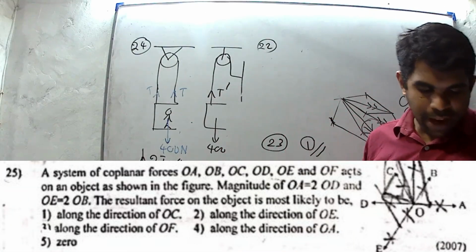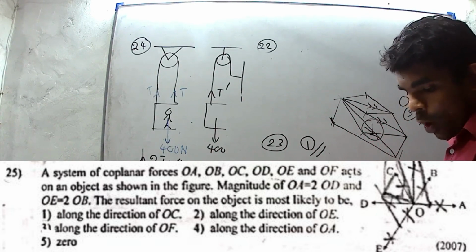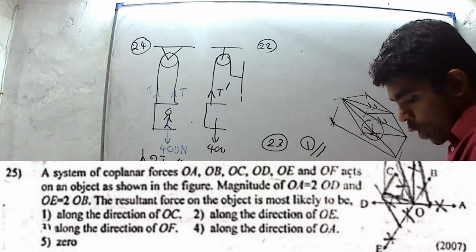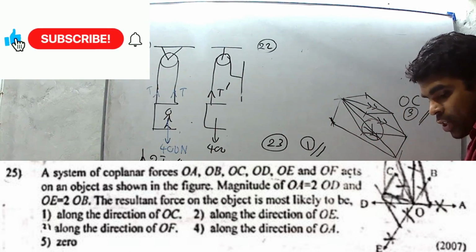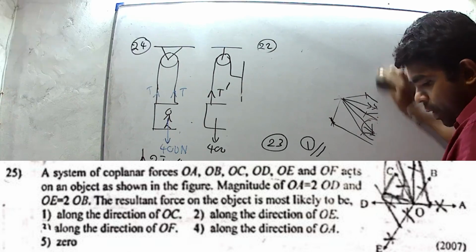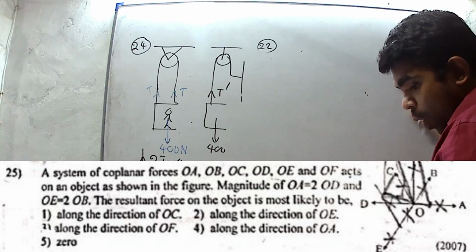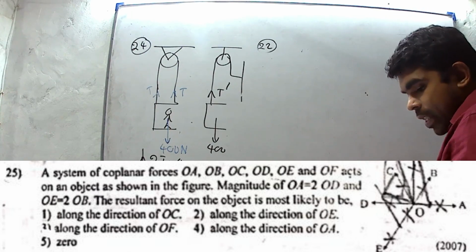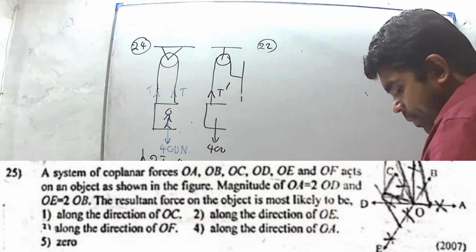Question number 25. A system of coplanar forces OA, OB, OC, OD, OE and OF acts on an object as shown in the figure. The magnitude of OA equals 2 OD, and OE equals 2 OB. The resultant force on the object is most likely to be?